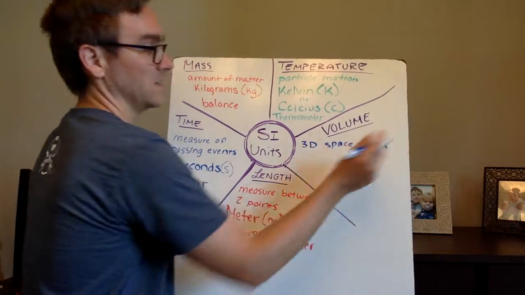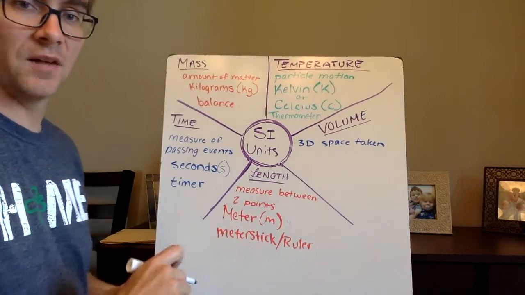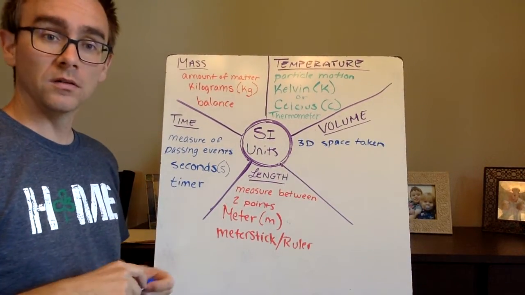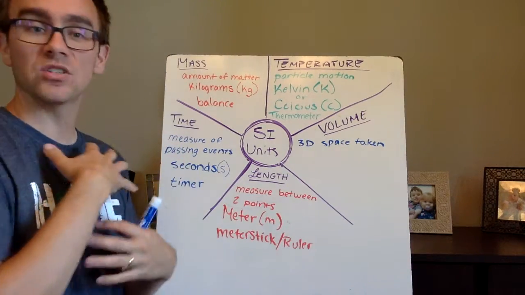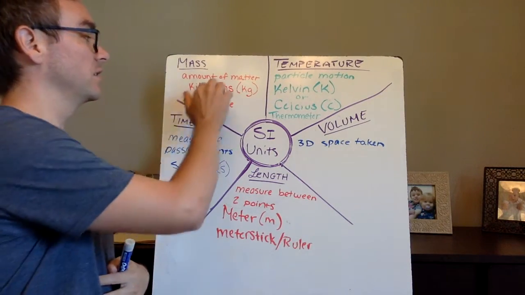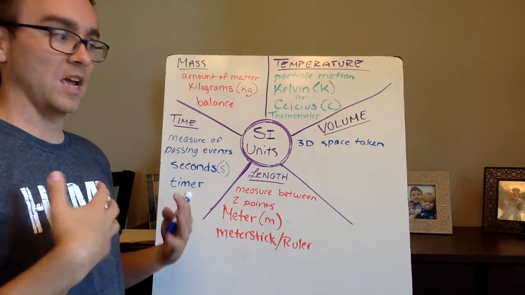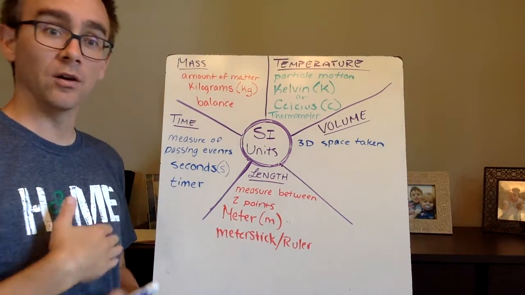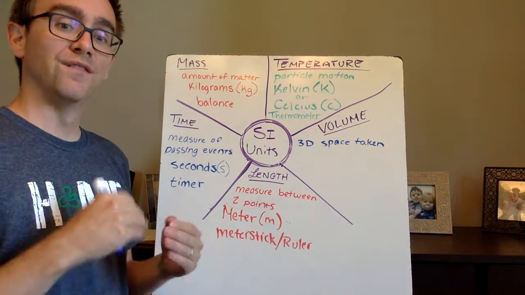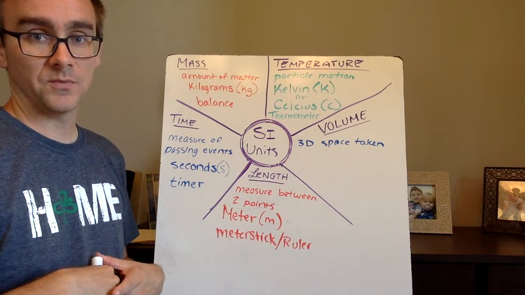So it's how much space does a 3D object take up, whether it's literally you. How much space are you taking up? Not how much stuff is in you. The amount of stuff in you is mass. Volume is how much space do you take up. And it's three-dimensional. Area is two-dimensional. Volume is three-dimensional space.